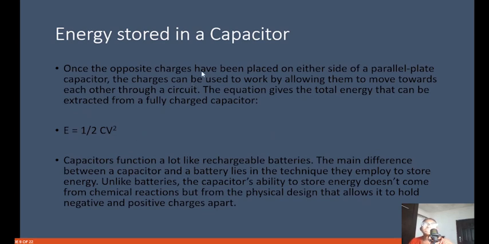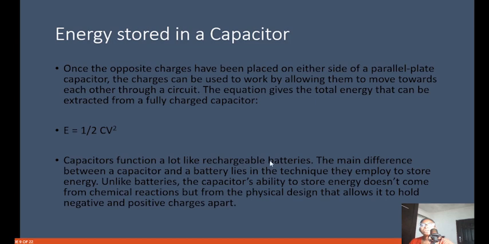So, energy stored in a capacitor. Once the opposite charges have been placed on either side of the parallel plate capacitor, the charges can be used to do work by allowing them to move towards each other through a circuit. The equation gives the total energy that can be extracted from a fully charged capacitor. So the energy in a capacitor is given as 1/2 CV squared. That is how to get the energy stored in a capacitor.